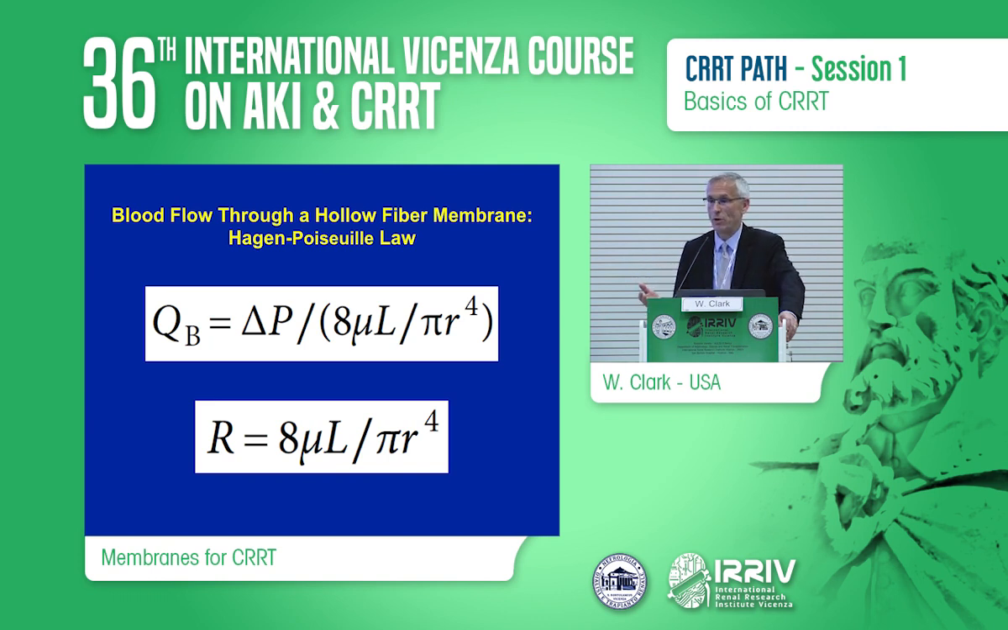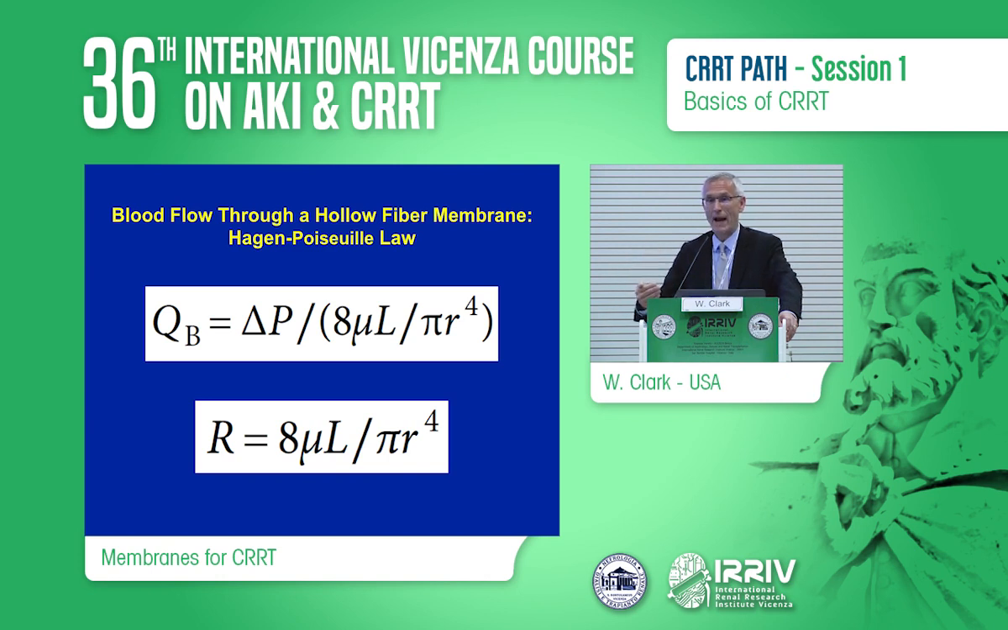So that's determined by blood viscosity, which to a large extent is determined by hematocrit, and also the length of the fiber. On the other hand, it's inversely proportional to the radius of the fiber. And in fact, it's the radius of the fiber to the fourth power. So a relatively small decrease in the inner diameter of the fiber can have a significant impact on the resistance to flow through the fiber.